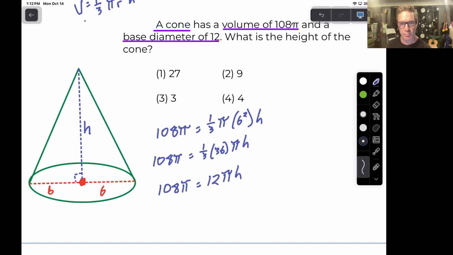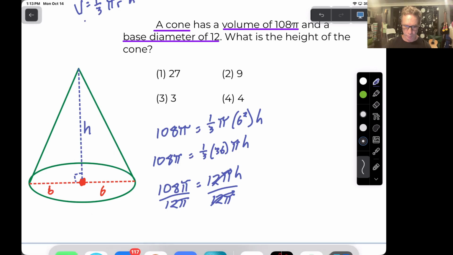Well, then I just have to divide both sides. This is where algebra comes in. It's a reverse order of operations. Some of you might have learned PEMDAS for order of operations. We do it in reverse. So we think about subtraction or addition. There's nothing to subtract or add here. But we could divide both sides by 12 pi. So we're doing the reverse order of operations that we would normally do in arithmetic. Okay, so what is 108 pi divided by 12 pi?